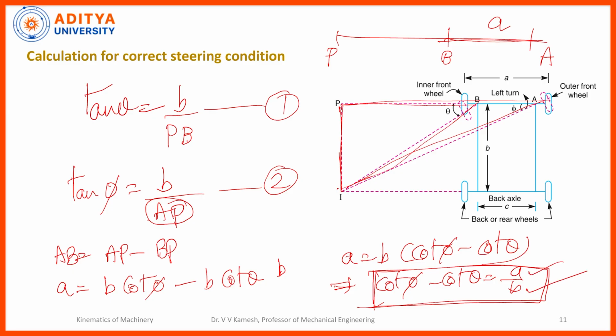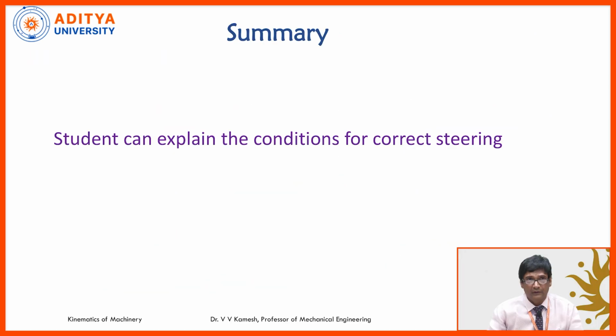Now you need to identify some combination of phi and theta that satisfies this condition. So this is the condition for your correct steering. At the end of this lecture, the student can explain the conditions for the correct steering.